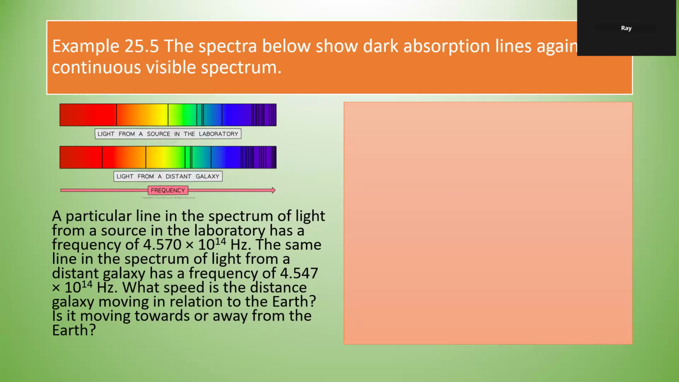What speed is the distant galaxy moving at in relation to the Earth? Is it moving towards or away from the Earth? We can study the graph, the spectrum, and see that it's shifted towards longer wavelength. So it's moving away from the Earth. Rather than look at the blueshift, we look at the redshift. Blueshift is on this side.